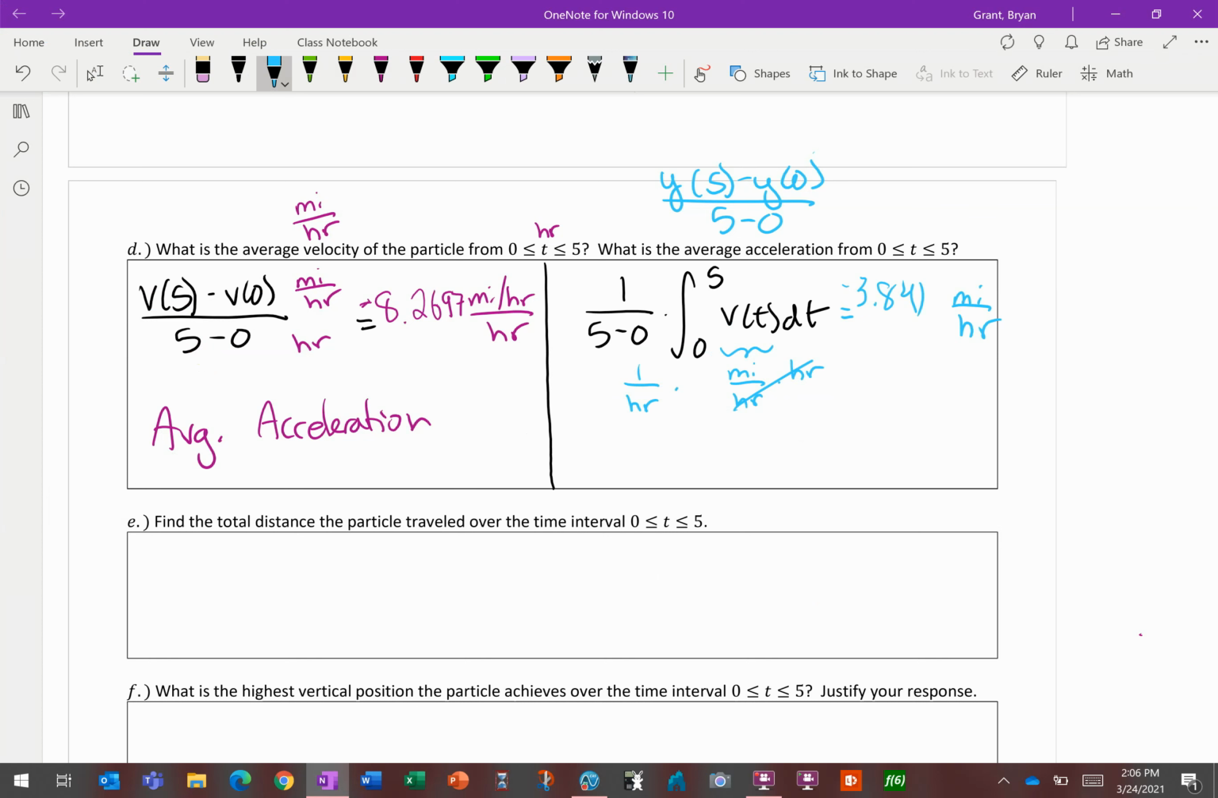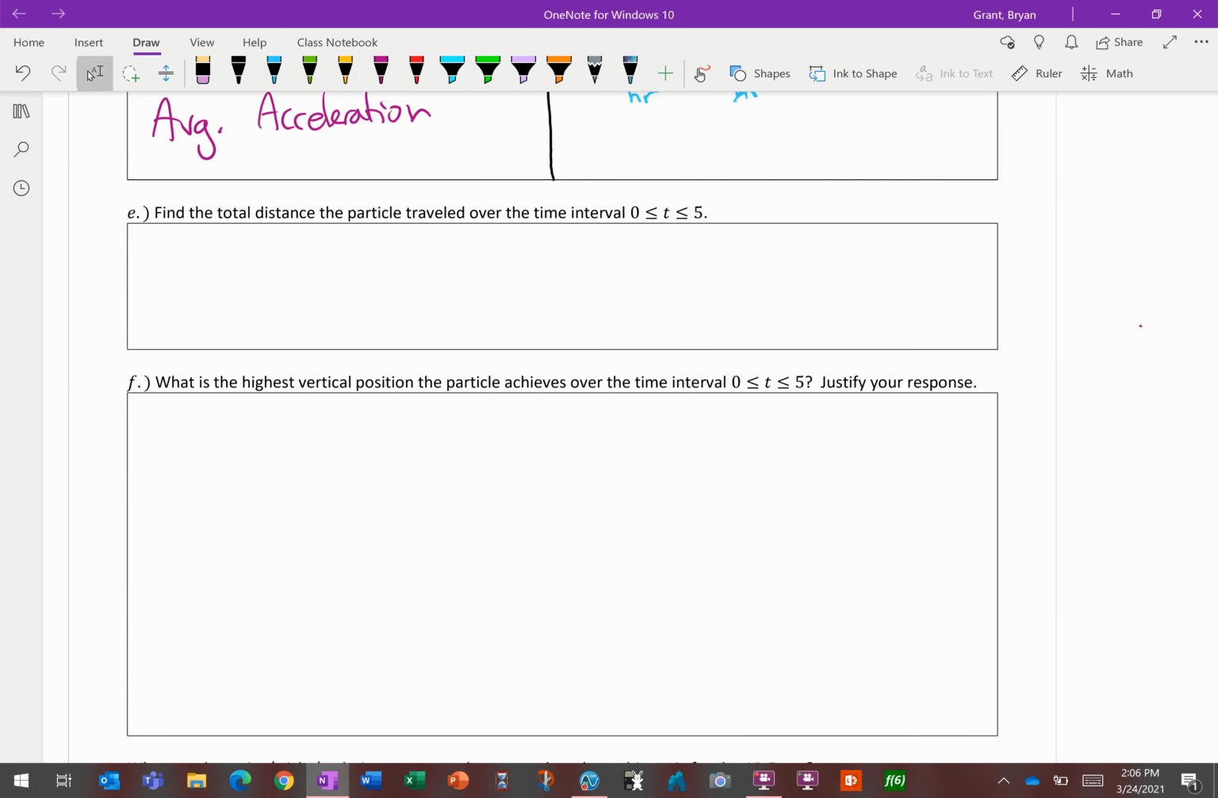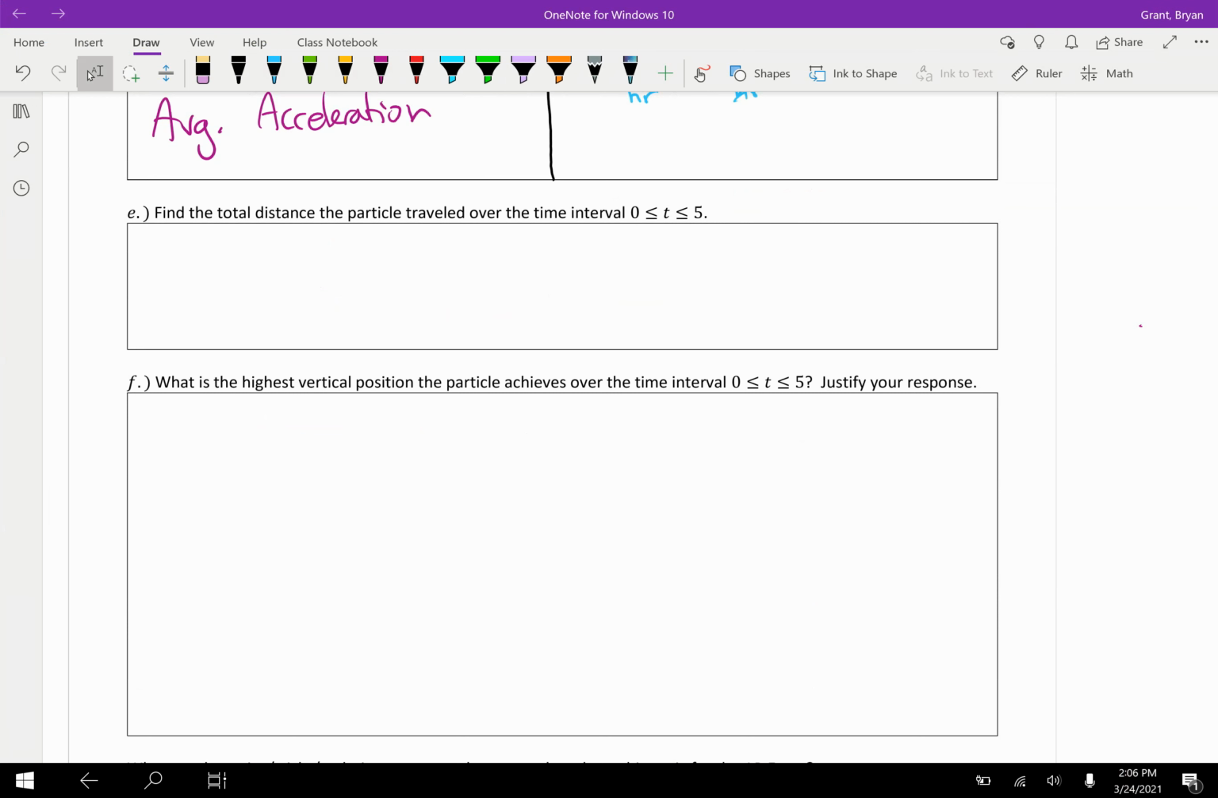Hopefully that gives you a nice rundown of the differences between your two ways to find those averages, and we're going to move on to our last two problems. The first one says find the total distance the particle has traveled over a time interval, but your paper will hopefully be the updated version where it's not only the total distance, they also want you to find the displacement of the particle from 0 to 5.